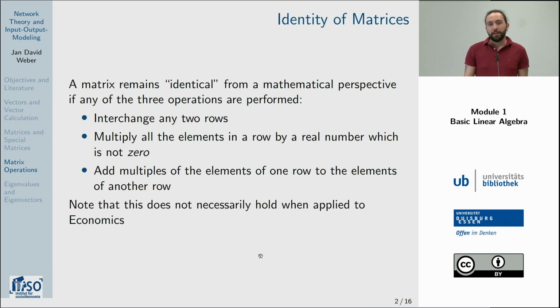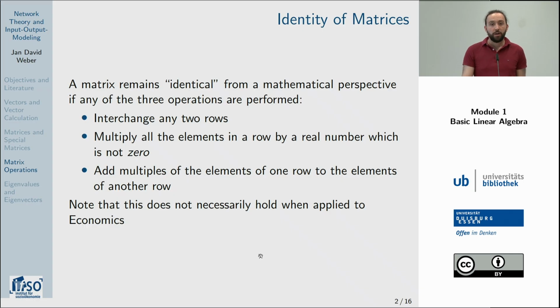A really important thing to differentiate here is the identity of a matrix. A matrix is, from a mathematical perspective, identical if we do some operations to it. We can interchange two rows in this matrix. We can multiply all the elements in a row with a real number that's not 0 to change the values in the matrix. And we can add multiples of the elements of one row to the elements of another row. And from a mathematical perspective, nothing changes.